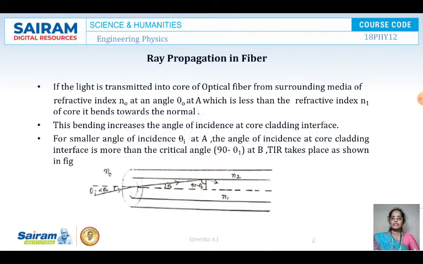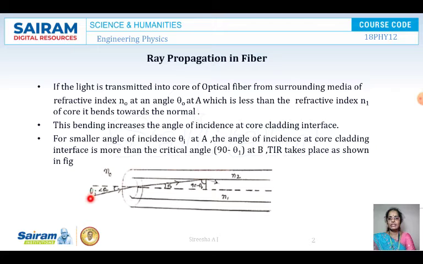If the light is transmitted into the core of an optical fiber from the surrounding medium of refractive index n0 at an angle theta naught. Now you can see this diagram over here. This is an optical fiber. This is a core having refractive index of n1 and this is a cladding having refractive index of n2. If a ray of light is entering into the core, n0 is the refractive index of the medium where the optical fiber is placed. Here it is in air, so the refractive index of air is n0.